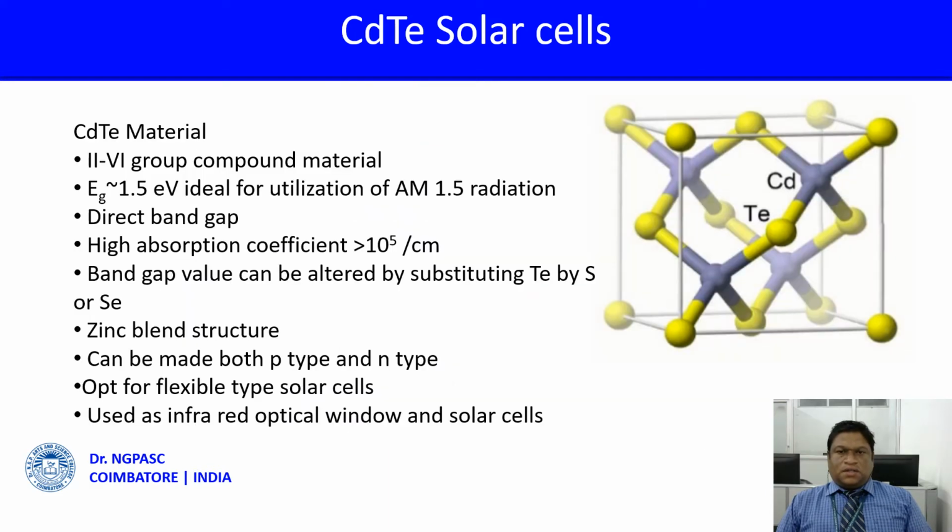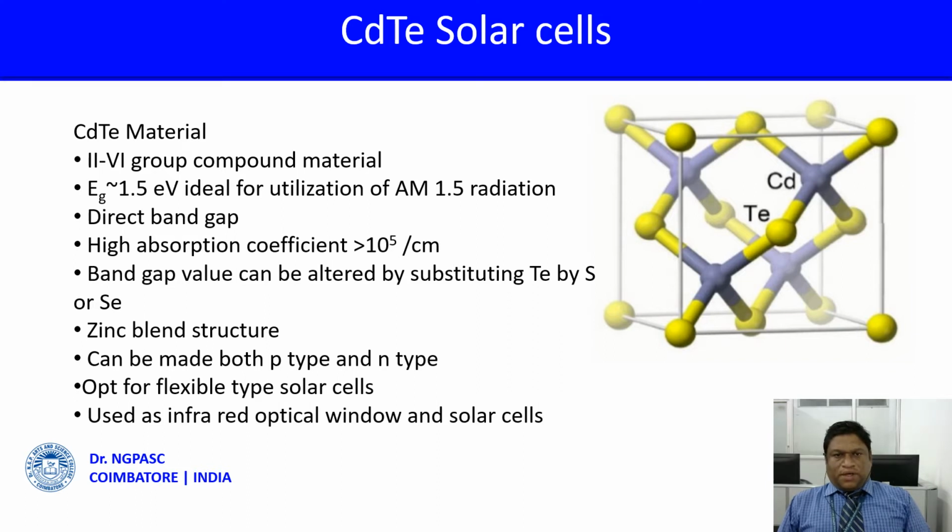This is the crystal structure of cadmium telluride, which is a zinc blende structure. It is arrived at by making a second and sixth group combination of materials. That is, cadmium is from the second group and tellurium is from the sixth group, and it's a compound semiconductor. The band gap value of this CdTe is around 1.5 electron volts. This is ideal for utilization of the AM 1.5 radiation completely.